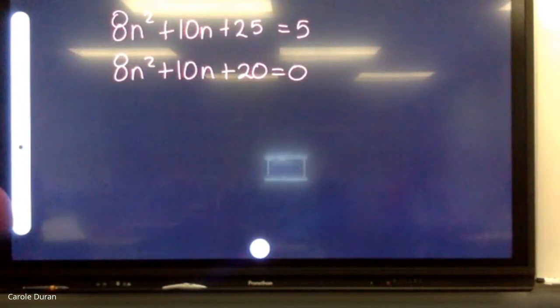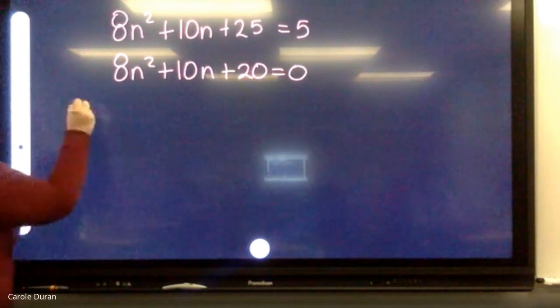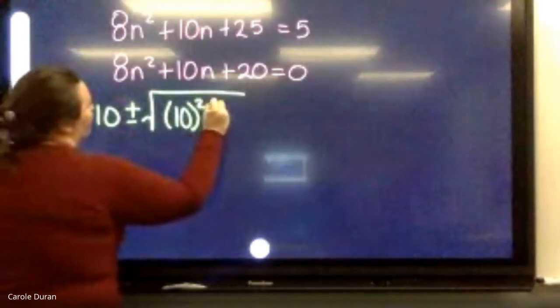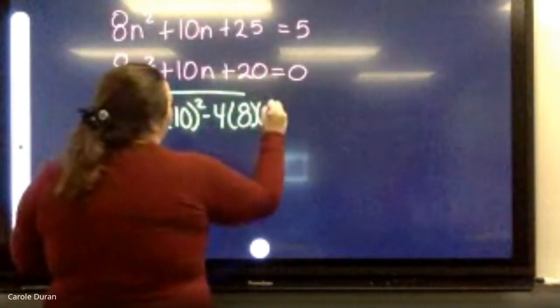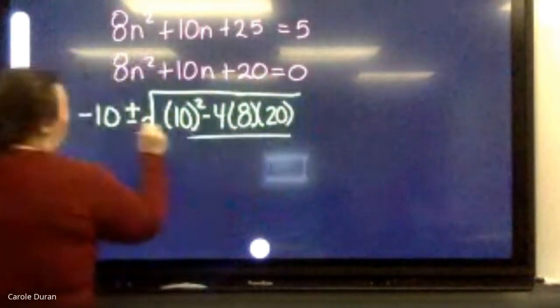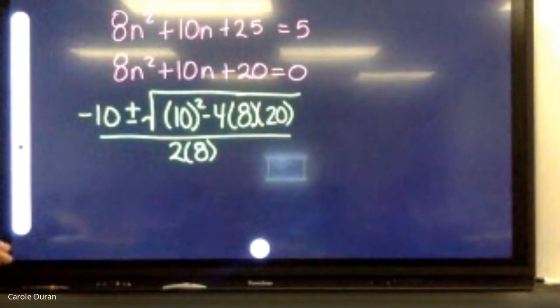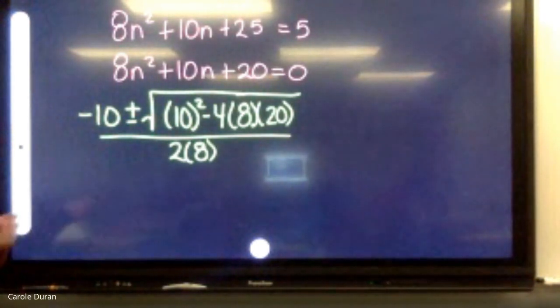You could try to factor this if you want to, but it's not going to work. So what we're going to do instead is the quadratic formula. You can plug in your A, your B, and your C. When I plug them in, I get negative 10 plus or minus the square root of 10 squared minus 4 times my A value times my C value of 20, all over 2 times my A value of 8. We're pretty sure that we're going to get another negative under the square root, so don't try plugging that whole thing into your calculator.